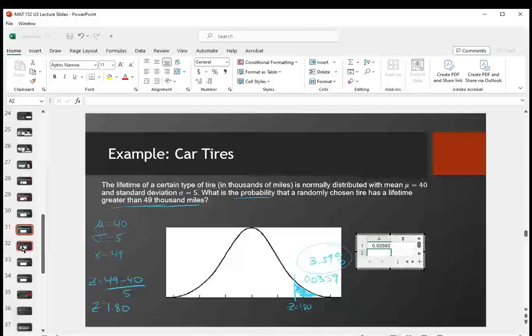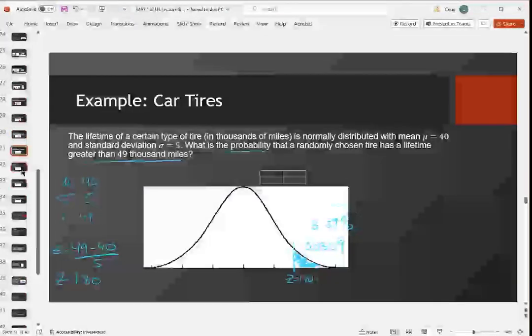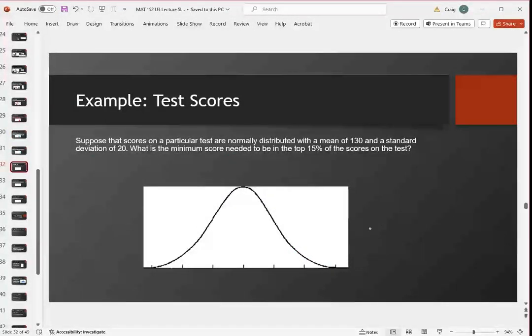A few more examples. Suppose scores on a particular test are normally distributed with a mean of 130 and a standard deviation of 20. We want the minimum score needed to be in the top 15% of the scores on the test. Well, that means that we want to know what's the z-value where we will find the top 15%.